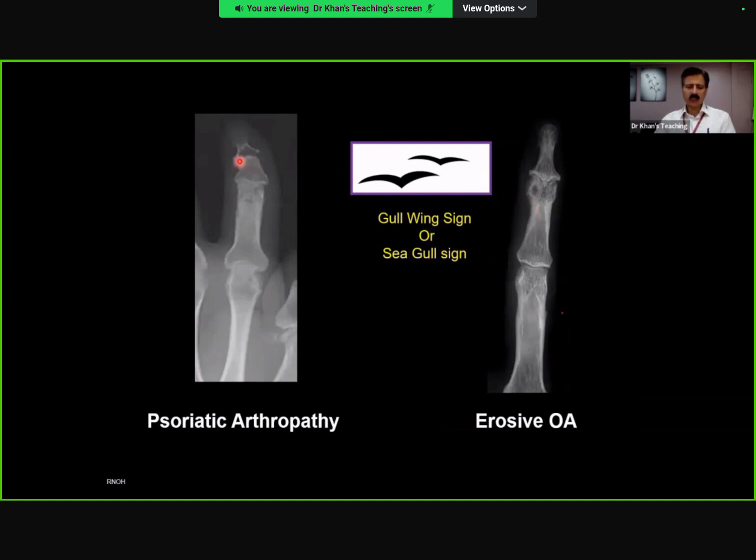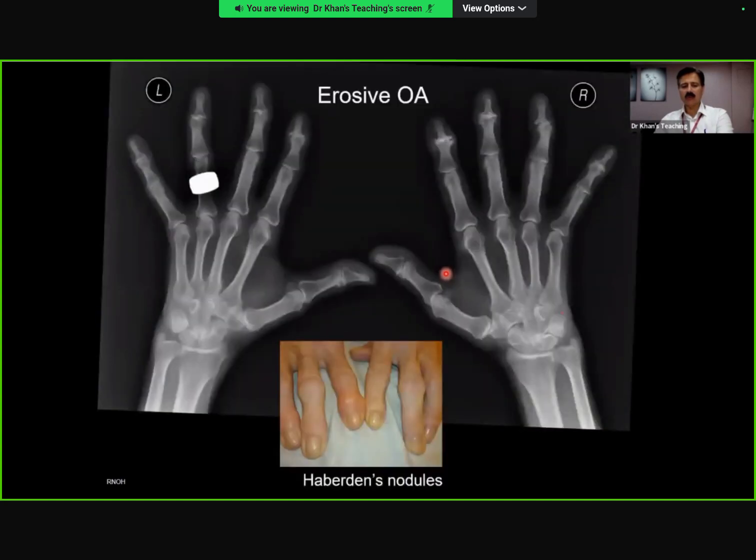If you see, this is psoriasis, where you can see that there is an erosion which is involving the whole of the articular surface. Here, in the proximal portion, there is a central erosion, and then there is proliferative change which fills it up, and it gives you this seagull sign or gull wing sign, whatever you want to call it. And clinically speaking, this is how this patient will present to you with what we call Heberden nodules.